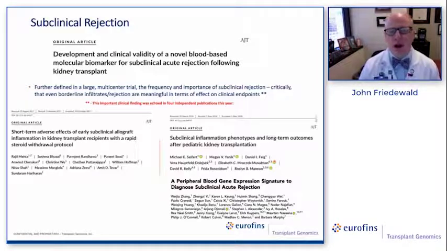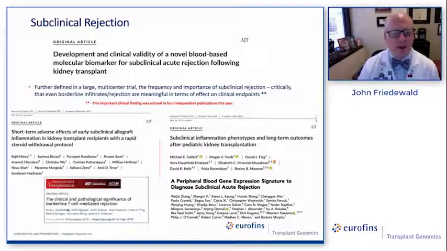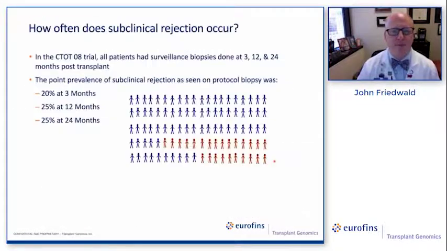Number three, the very large and well-designed GO-CAR trial, similar to the CTOD-8 trial, did surveillance biopsies in a large number of patients in the first 2 years and found, again, that subclinical rejection associated with worse clinical outcomes. And finally, the group from Australia published a similar paper, again, showing that low-grade inflammation in the kidney leads to bad outcomes. And so detecting this inflammation early and treating it is a key goal to improving long-term graft survival.